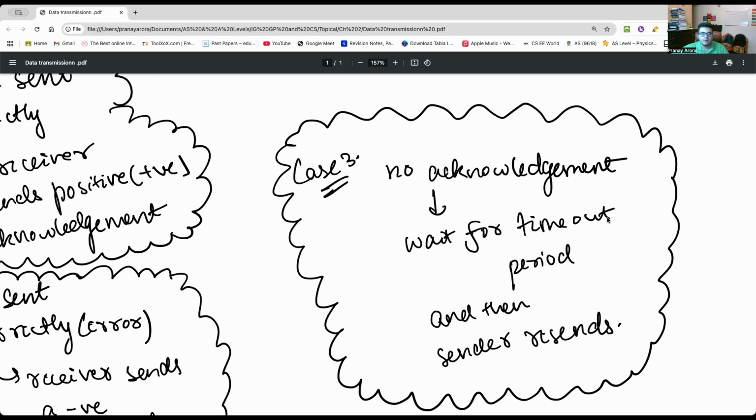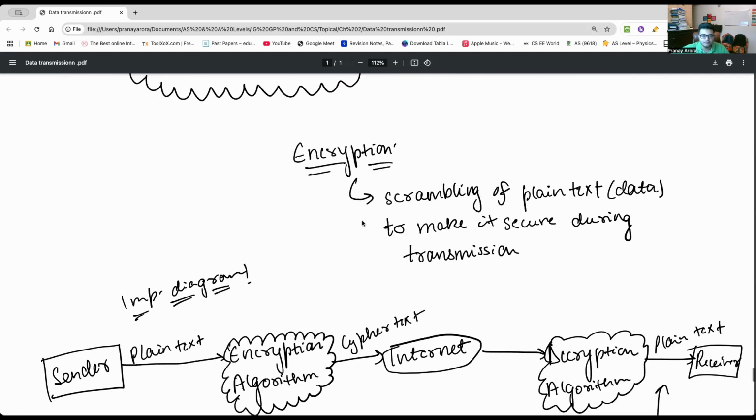15 seconds is my timeout. Until this time, ideally the acknowledgement should have been received, but since I have not received it, I'll resend the packet myself. So the sender will resend it automatically. So this is a timeout. If there's no acknowledgement at all, then after the timeout finishes, the sender will automatically resend it to the receiver.